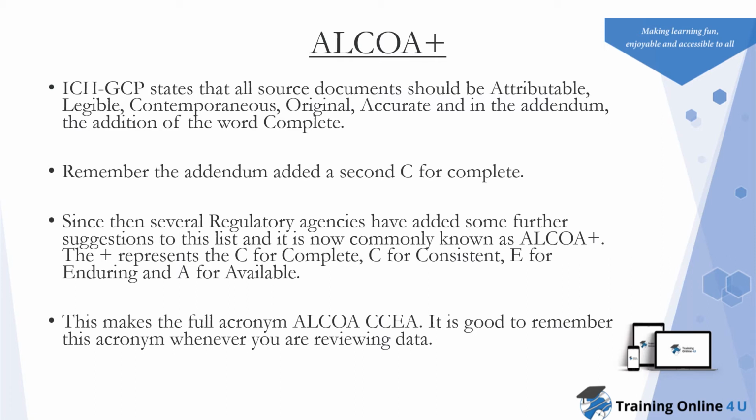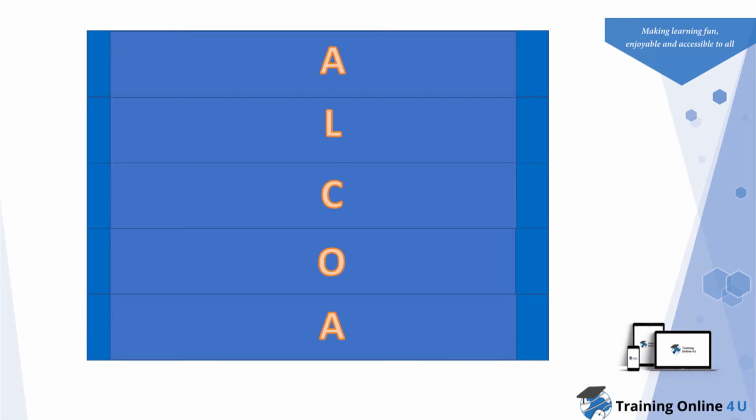Since regulatory agencies have added some further suggestions to the list, it's now commonly known as ALCOA Plus. The plus represents the C for complete, C for consistent, and E for enduring, and A for available. This now makes the full acronym ALCOA CCEA. It is good to remember this acronym whenever you are reviewing data. Now, let's take a look at each of these attributes.